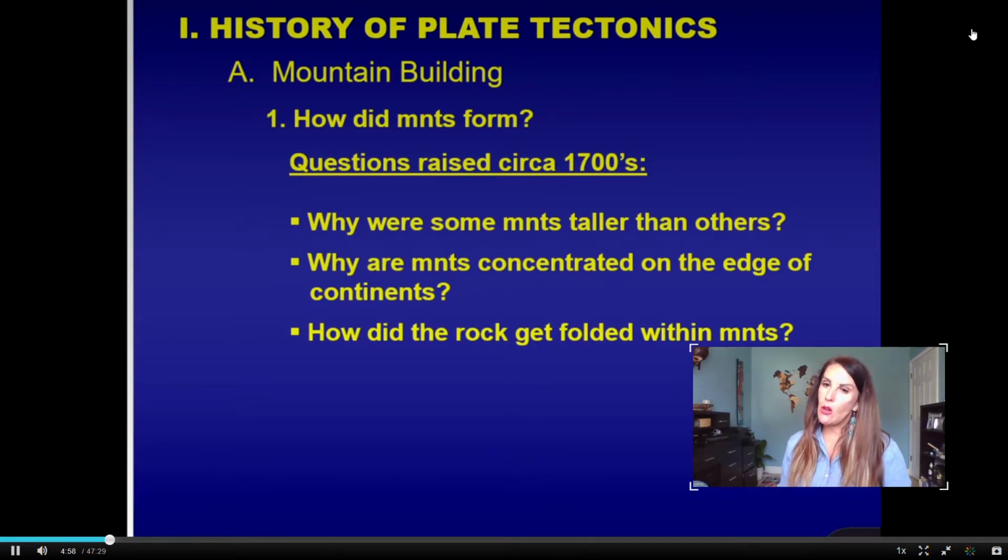Why are some mountains taller than others? We can make comparisons between the Rocky Mountains versus the Appalachian Mountains. The peaks in the Rocky Mountains can be upwards of 14,000 feet, whereas the Appalachian Mountains, at best, are around 6,000 feet. So why are the Appalachians smaller in height than the ones that we find in modern day on the West Coast?